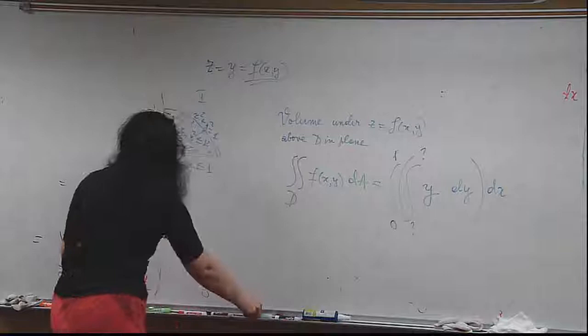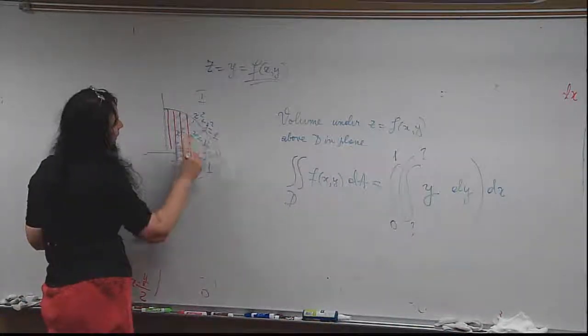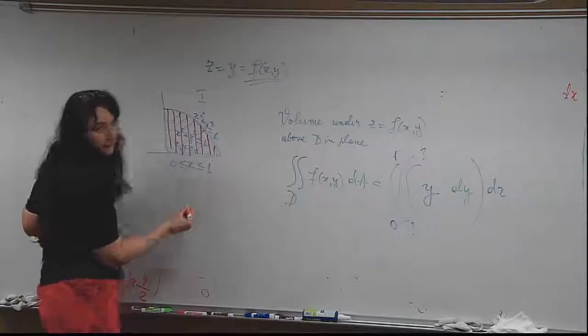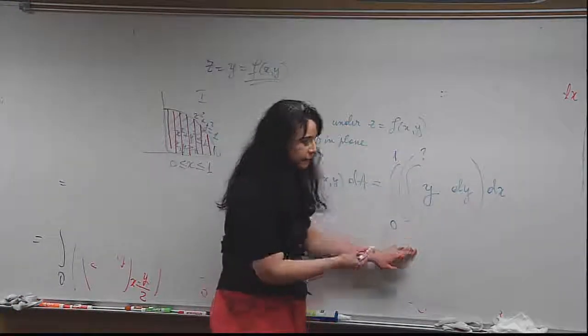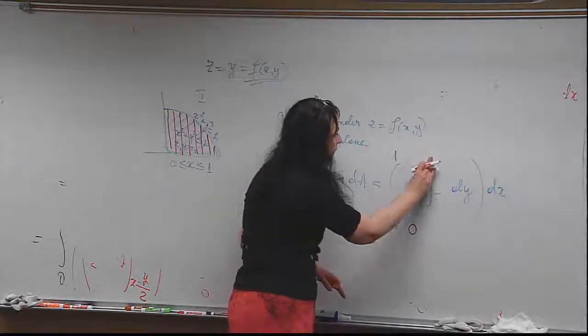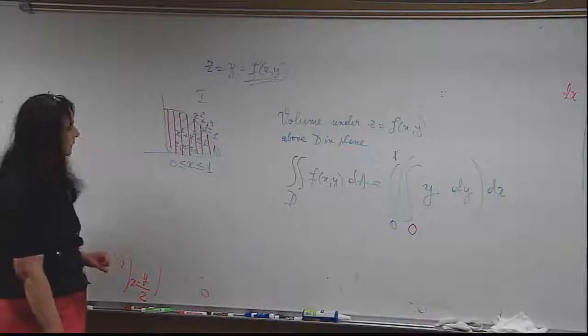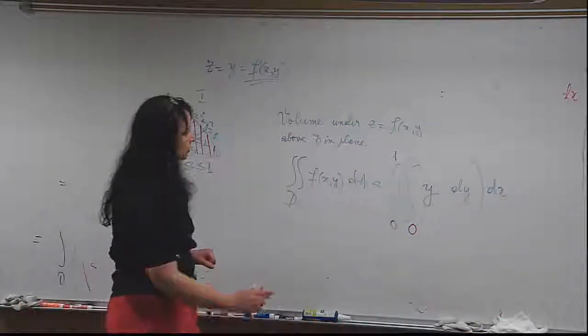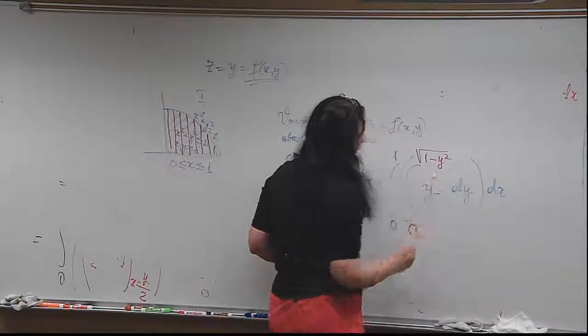But if you do the vertical strips, you have to pay attention to the endpoints for y. And 1 is easy. Which one is trivial? 0. The bottom one, 0. The one that's non-trivial is the upper one. And there will be the square root of 1 minus y squared.